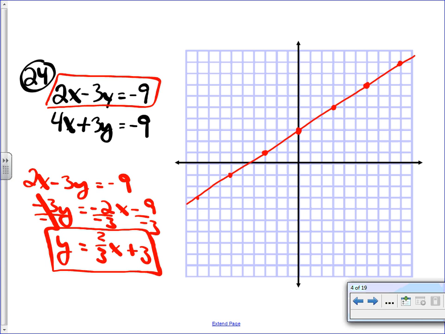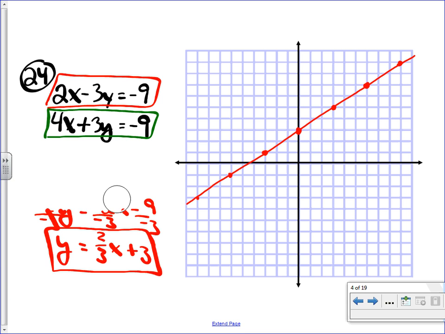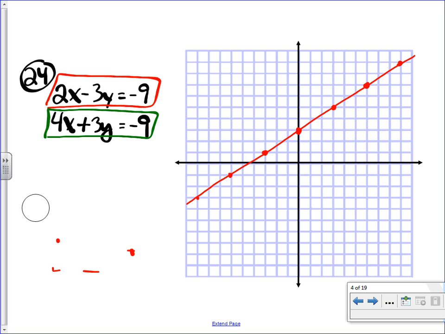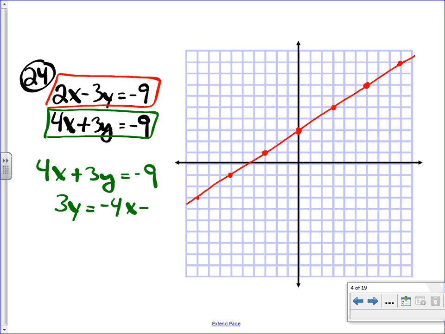Now we need to do the second line. Now we need to take this equation and do the same thing. We need to get it in slope-intercept form. All right, so let me make some room here. Let's show our work for that second equation. So here we have 4x plus 3y equals negative 9. Just like I did with the first one, we're going to start by moving the x to the other side, which makes it a negative 4x.